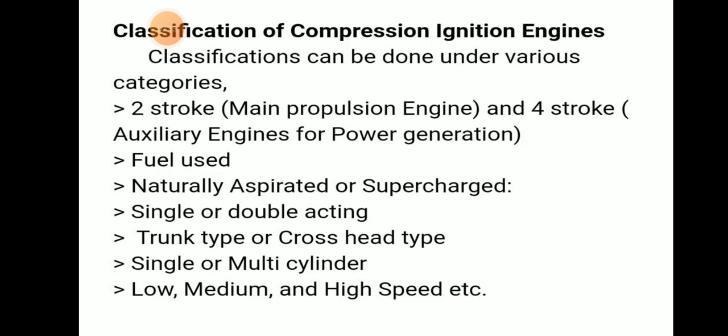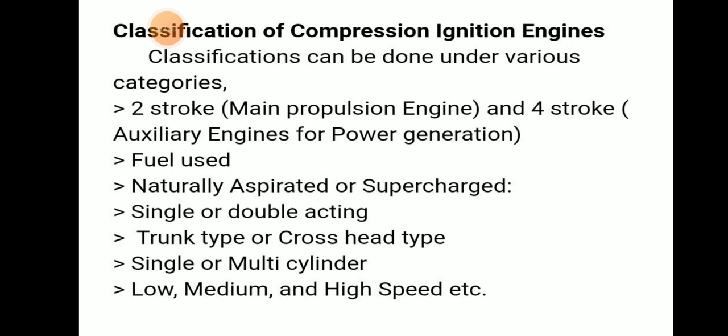There are different types of classification in a compression ignition engine. Let's see what they are. They are two-stroke engines, where main propulsion engines are mainly two-stroke, and four-stroke for auxiliary engines for power generation. Then naturally aspirated or supercharged, single or double acting, trunk type or crosshead type, single or multi-cylinder, low, medium and high speed.